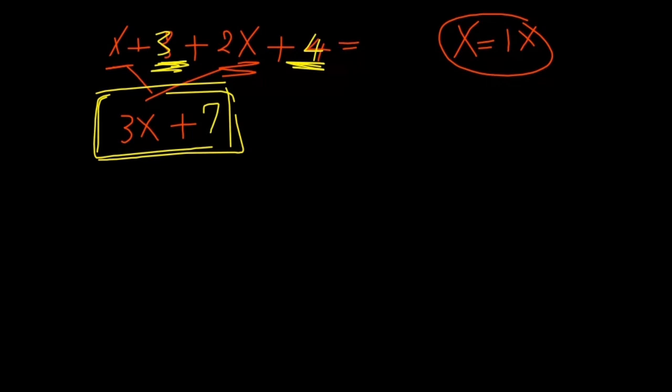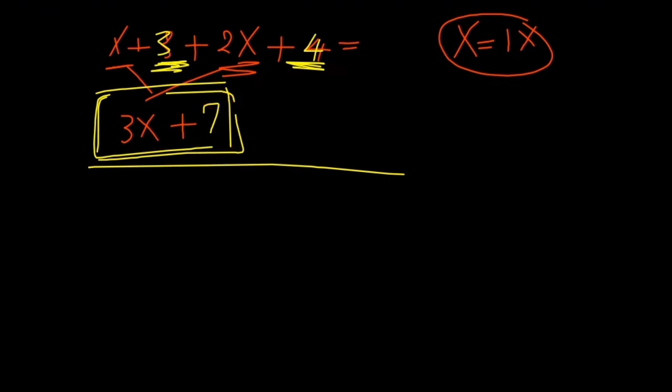3x plus 7. Don't say that we can do one more step, for example, add the 3x with the 7. We cannot, because this is a term and this is a totally different term. They are not like terms. Why? Because this term has a variable and this term doesn't.